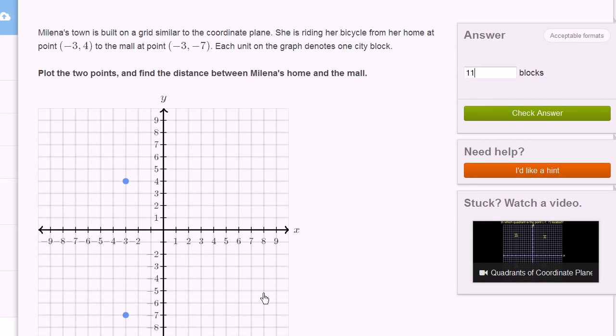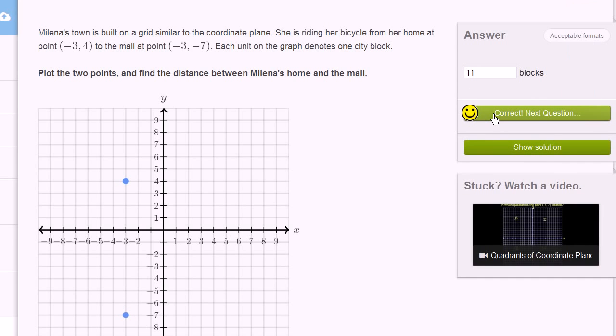Another way to think about it is they have the exact same x-coordinate. They're both at the x-coordinate -3. The only difference between these two is what is happening in the y-coordinate. This is at +4, this is at -7. So we're really trying to find the distance between 4 and -7. If I were to say 4 minus -7, we would get this distance right over here. So we have 4 minus -7, which is the same thing as 4 plus 7, which is 11.